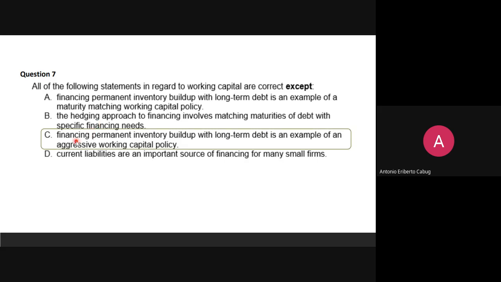Okay, very good. Mali yung C, no? This is the exception, letter C. If we finance permanent inventory build-up with long-term debt, maturity matching yun, di ba? Inventory build-up, which is permanent current assets, long-term debt. That's an example of maturity matching approach or moderate, no? Ang sabi niya, this is an example of an aggressive working capital policy. No, this is not. For 7, the answer is letter C.